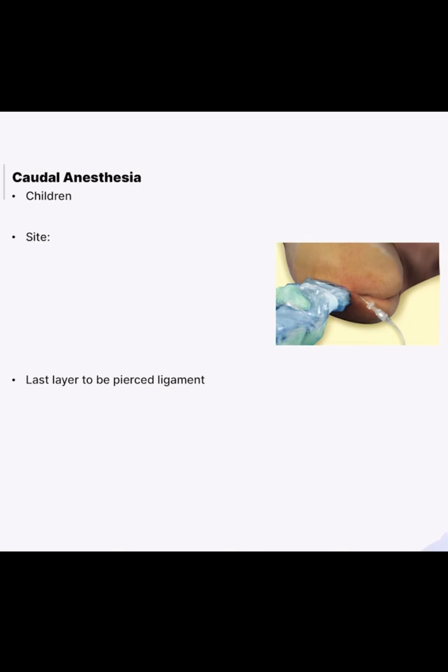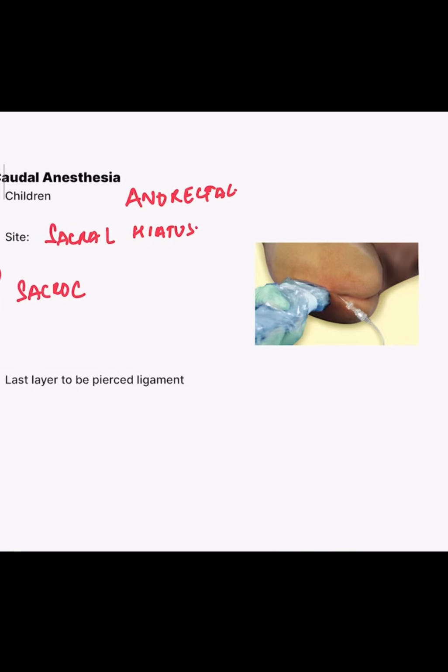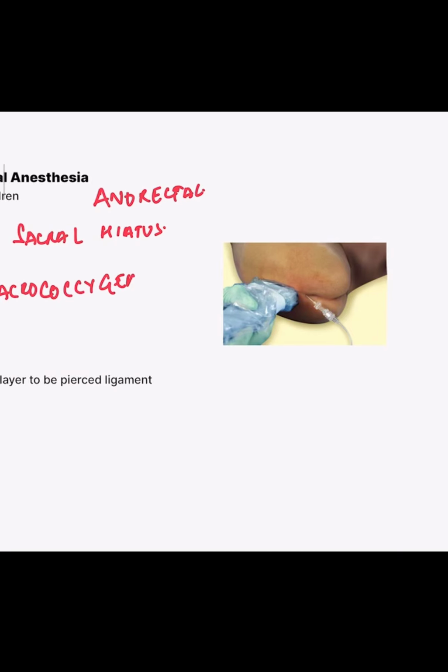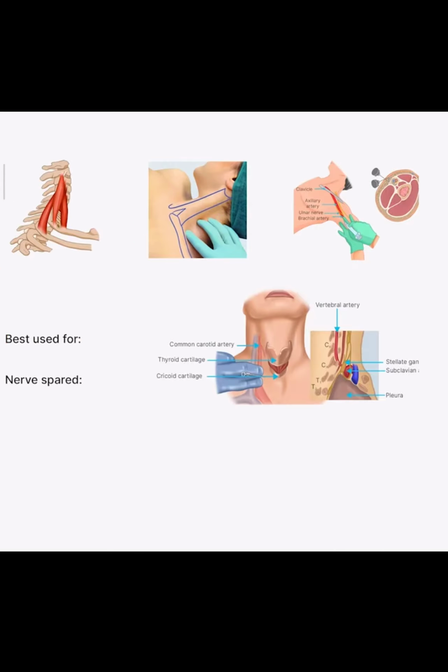Next is called as caudal anesthesia. Caudal anesthesia, remember, is commonly used in children for what surgeries? Anorectal surgeries. What is the site of caudal epidural? It is the sacral hiatus. Okay. And what is the last layer to be pierced in caudal? It is the sacrococcygeal ligament. That's regarding the caudal anesthesia.